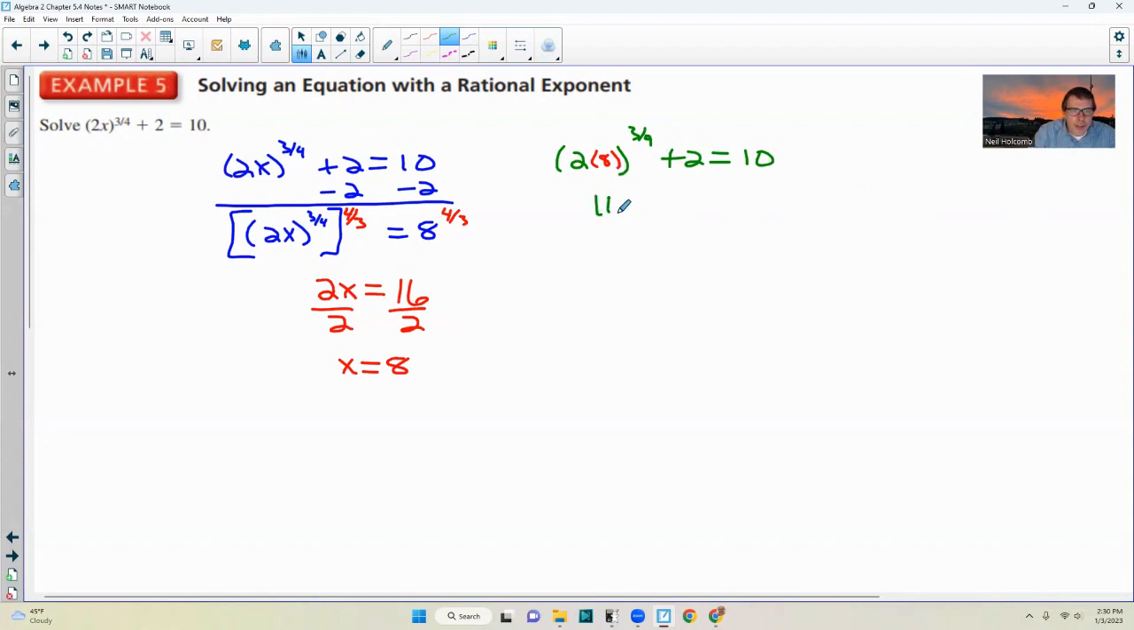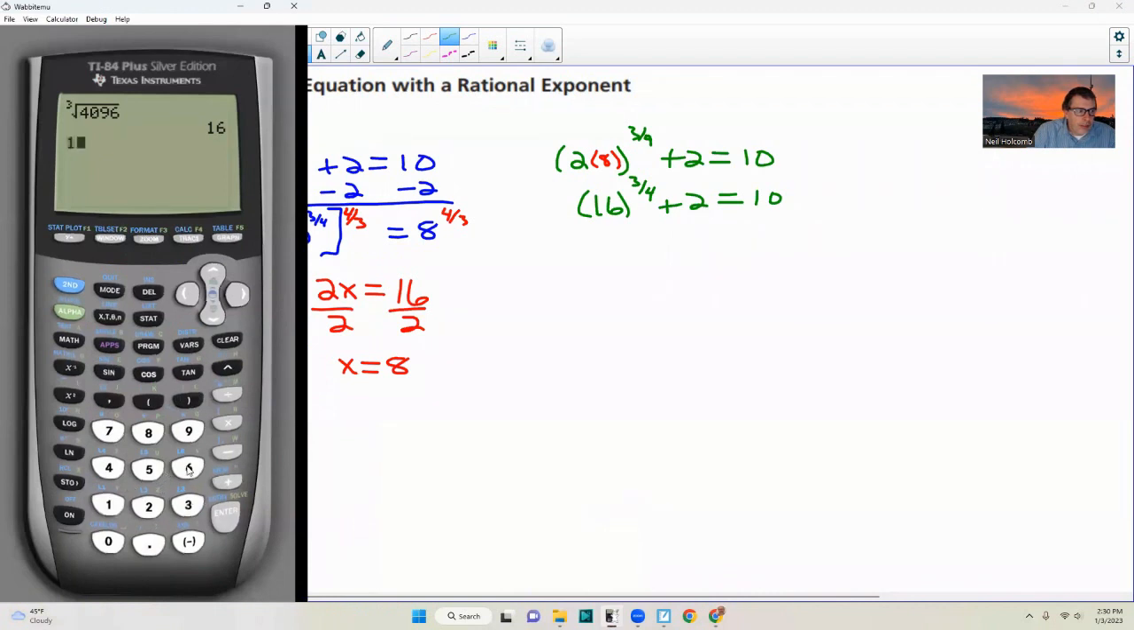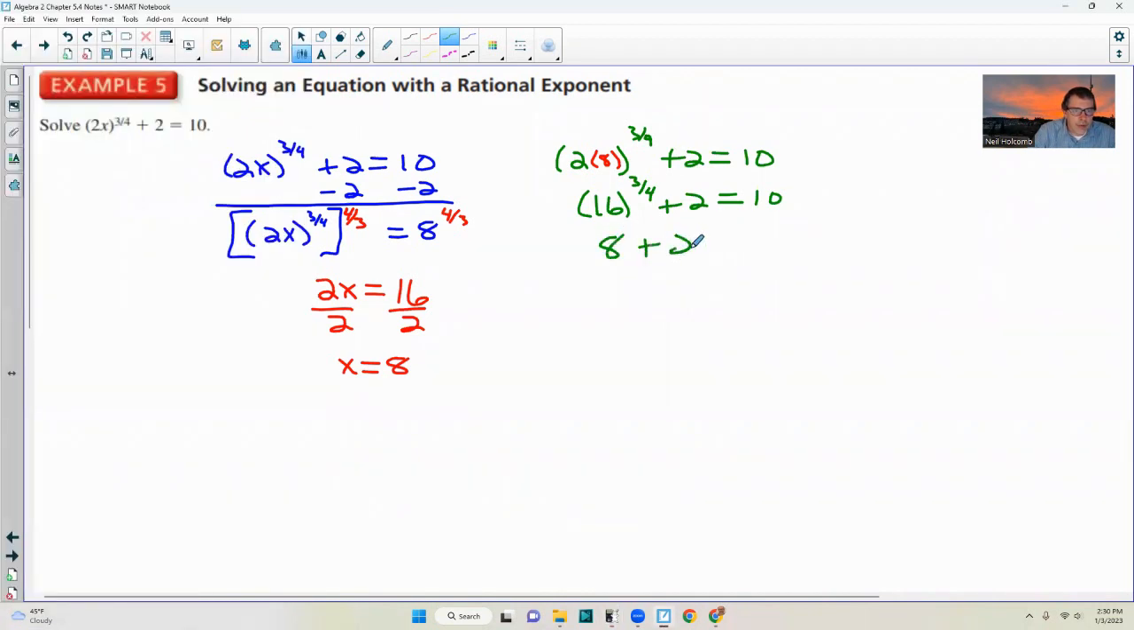So this is 16 to the 3/4 plus 2 equals 10. 16 to the 3/4 we already did. 16 to the power of 3 divided by 4 is 8. Plus 2 equals 10. 8 plus 2 is 10. 10 equals 10. It checks. 8 is our solution. Okay, so that's how we solve equations with a rational exponent.